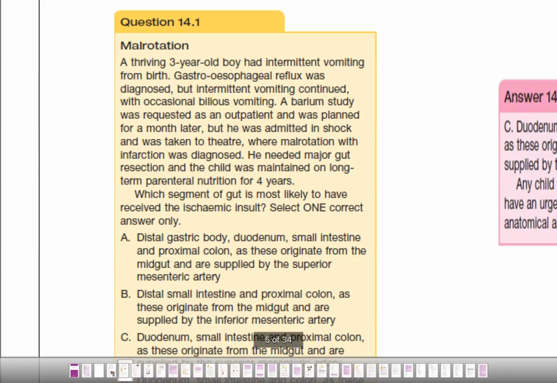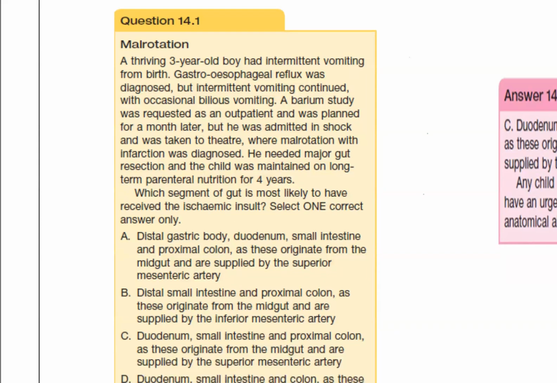How can we understand this? Initially the child was vomiting and gastroesophageal reflux was suspected, but then bilious vomiting started. A barium study was requested, then the child had shock with infection. He needed major gut resection and was maintained on long-term parenteral nutrition for 4 years. They do not ask you any diagnosis because it is the task question. They ask which segment of the gut is most likely ischemic. Select one answer only. So don't look at the answer options, just read it and try to answer.